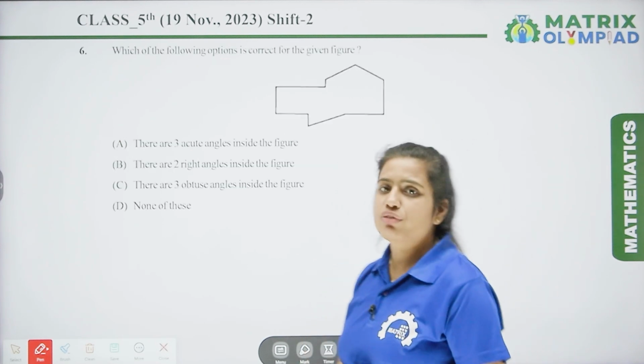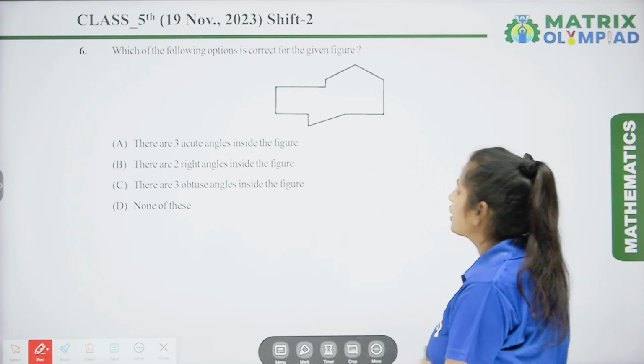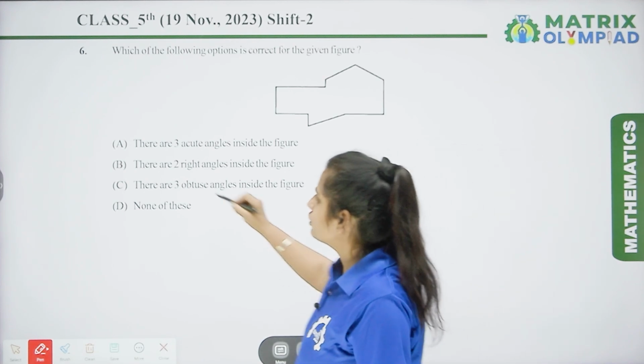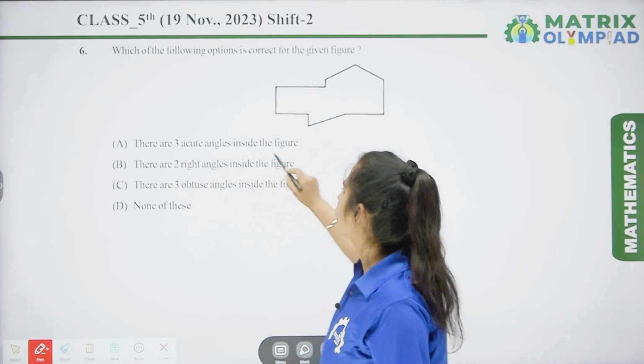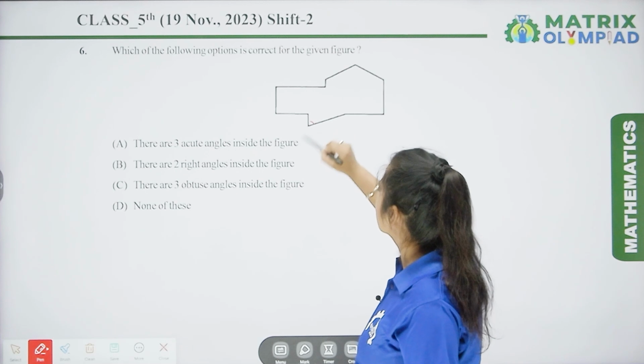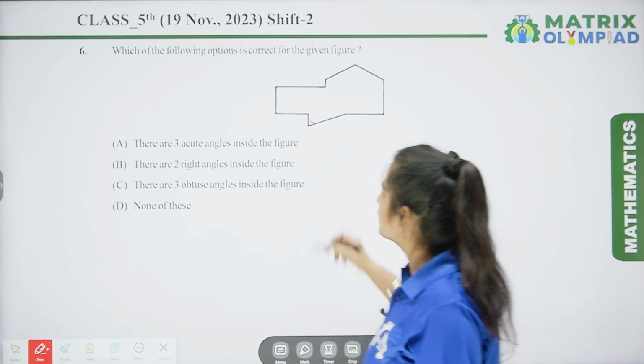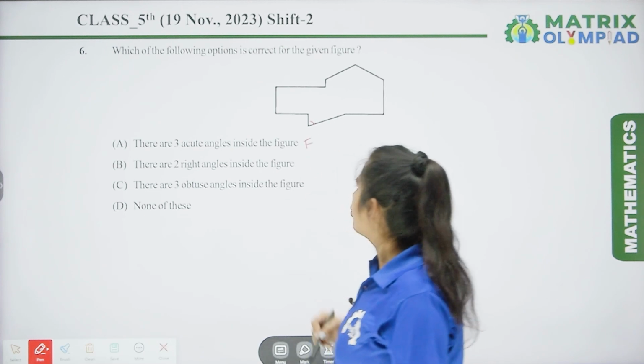In the next question, what we have to do? We have to find out which of the following option is correct for the given figure. Now here first option is there are 3 acute angles inside the figure. Let's find out the number of acute angles in the figure. Here we have only one acute angle. So the first statement is false.